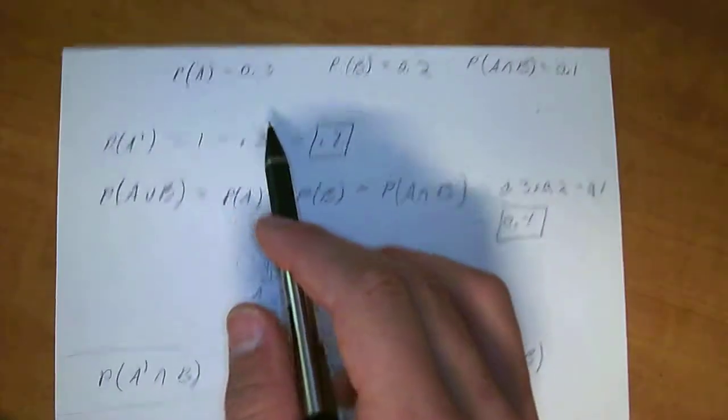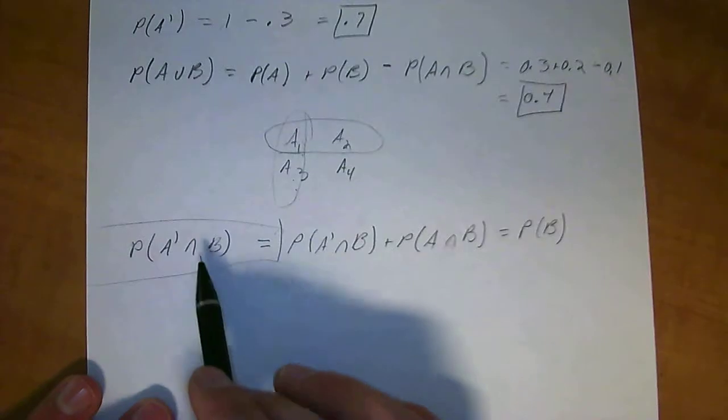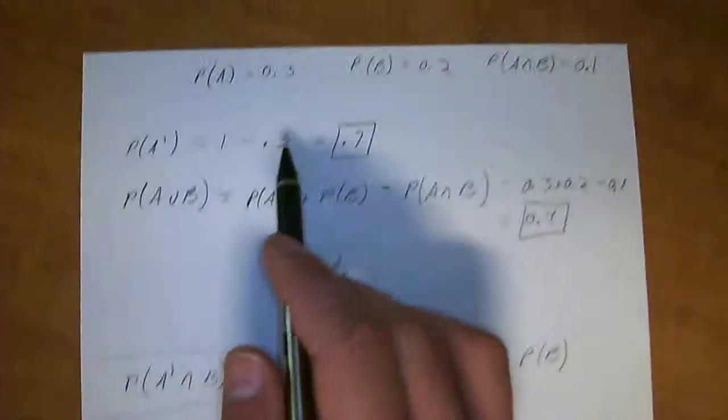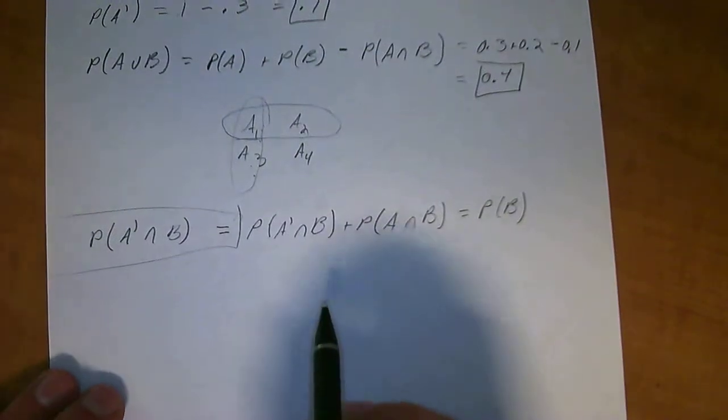Now, you might ask, well, why can't we use the 0.7 that we had up here and the B that was given? Well, again, because these are already probabilities.